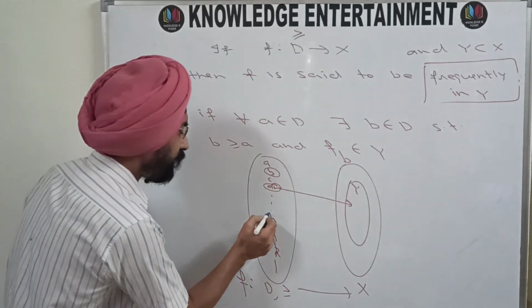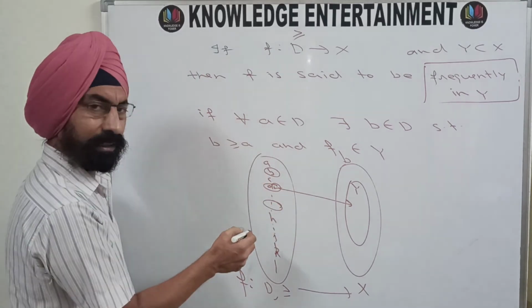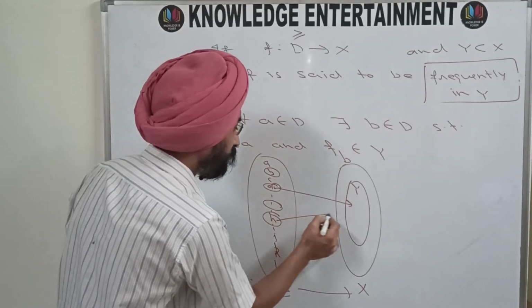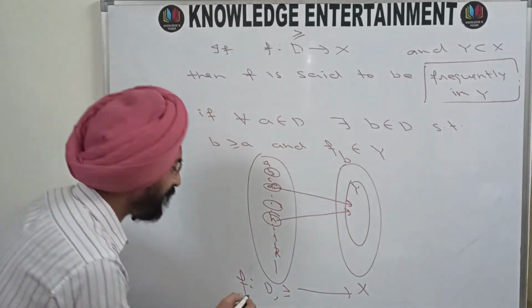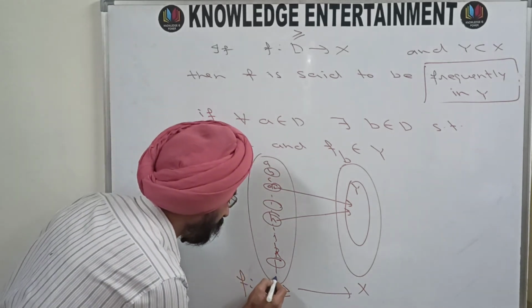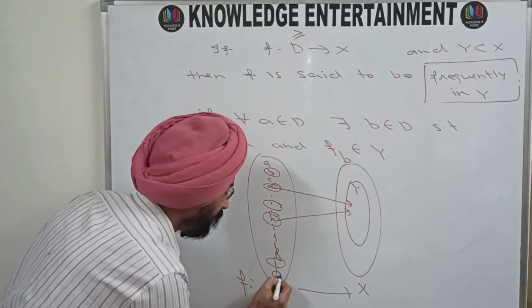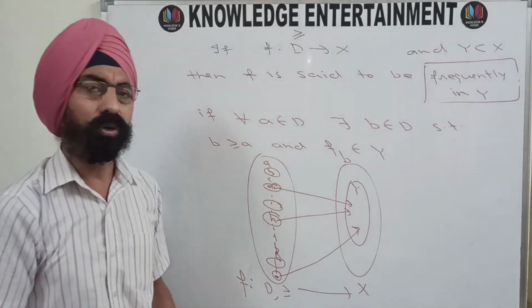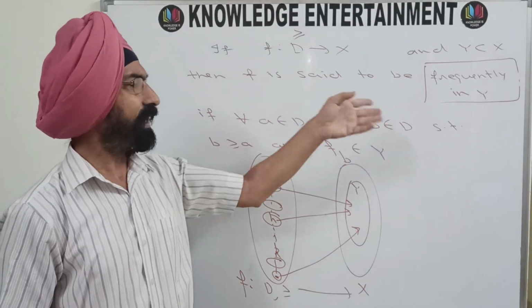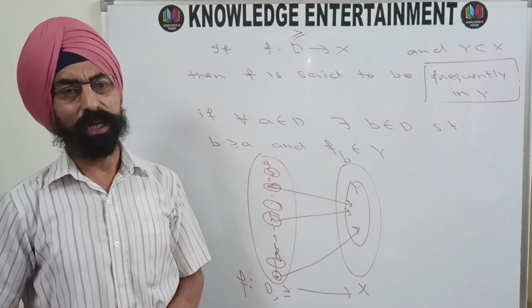If you take some other element here in D, there will be one element, say H, whose image will be in Y. You take any other element here in D, there will be at least one element that follows that element and its image will be in Y. And in such a case, we will say that our net F is frequently in Y.